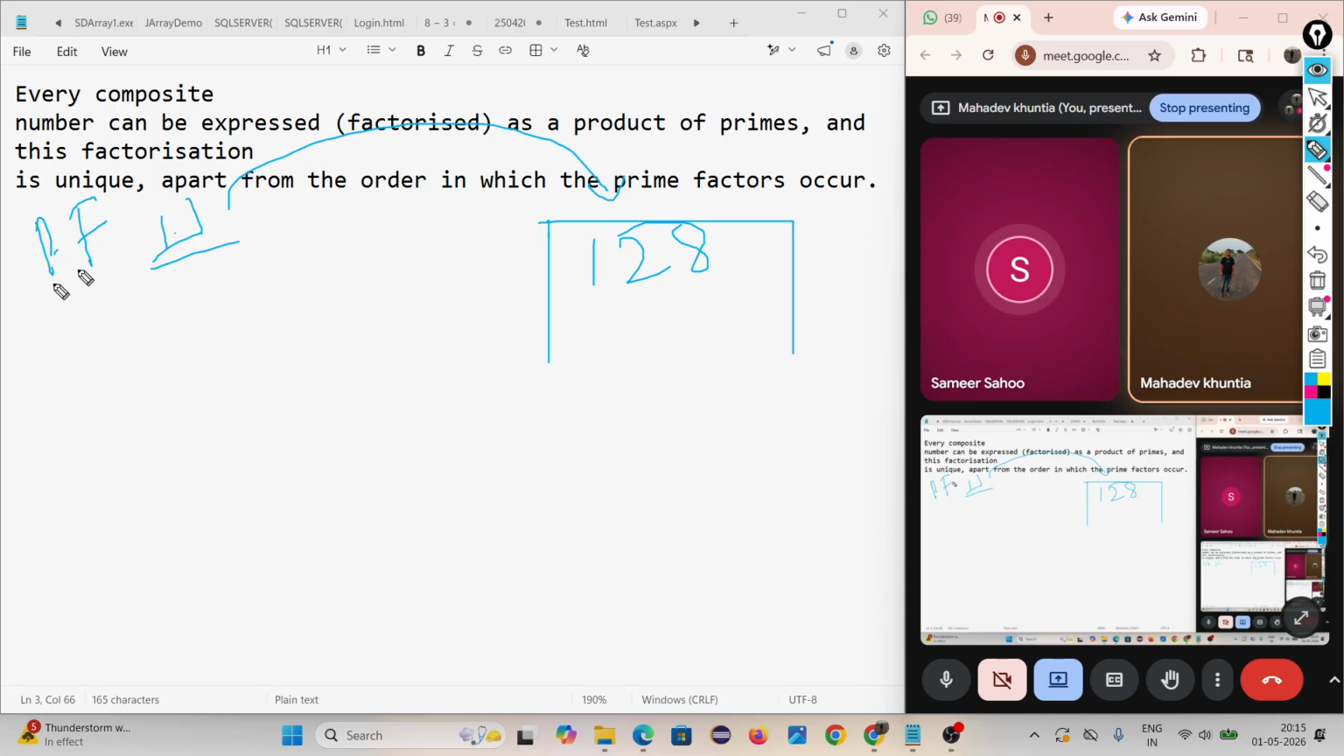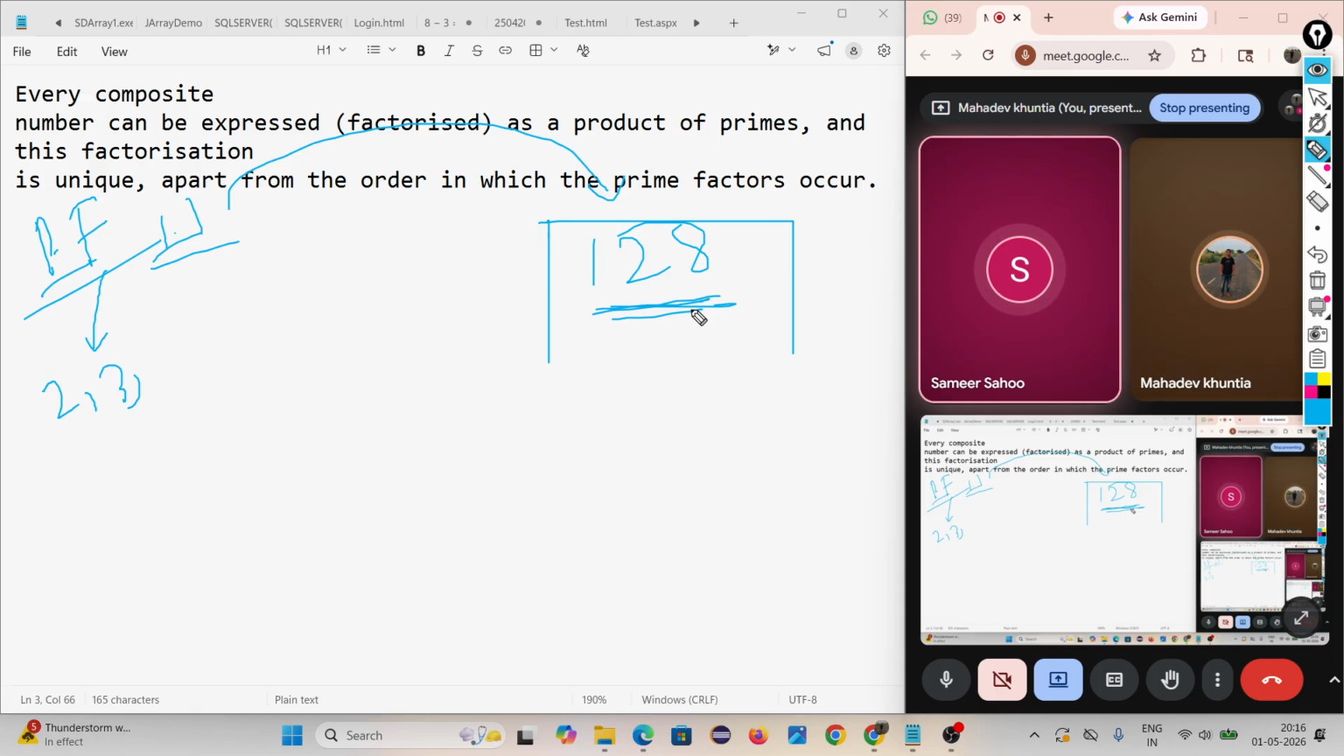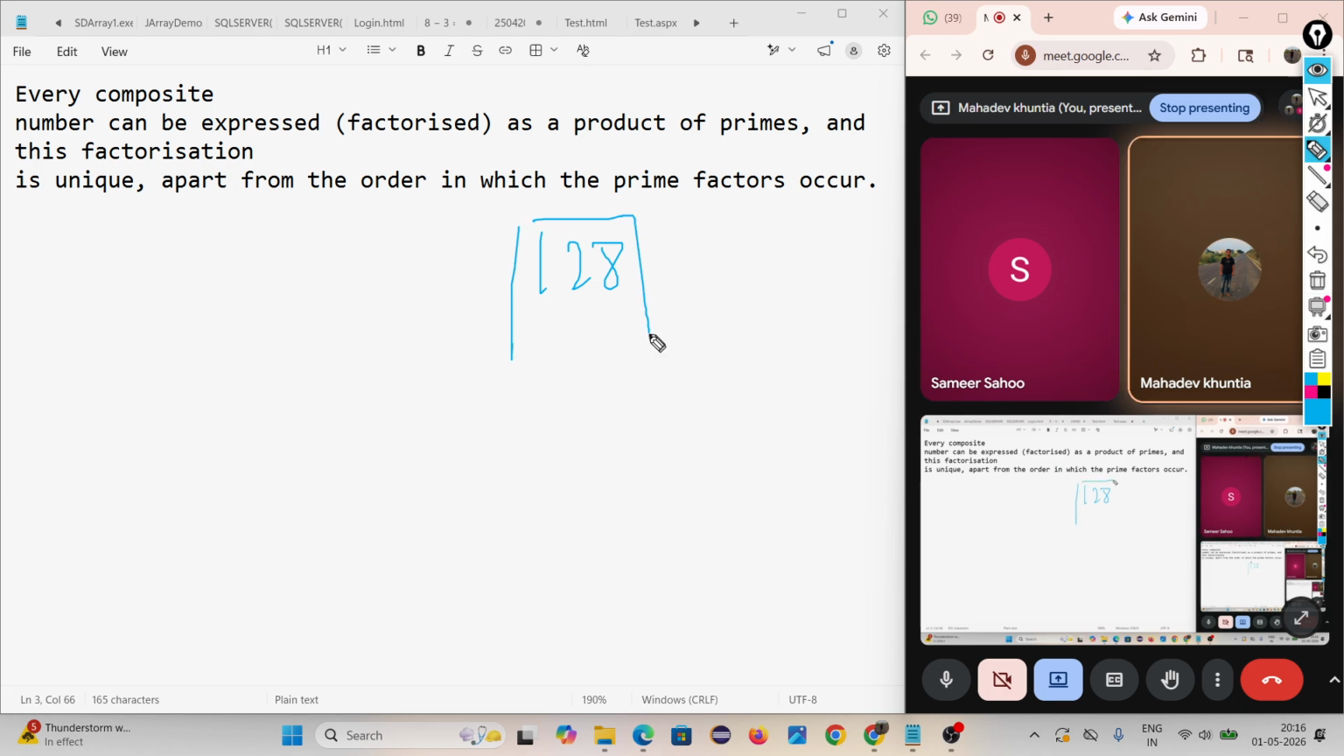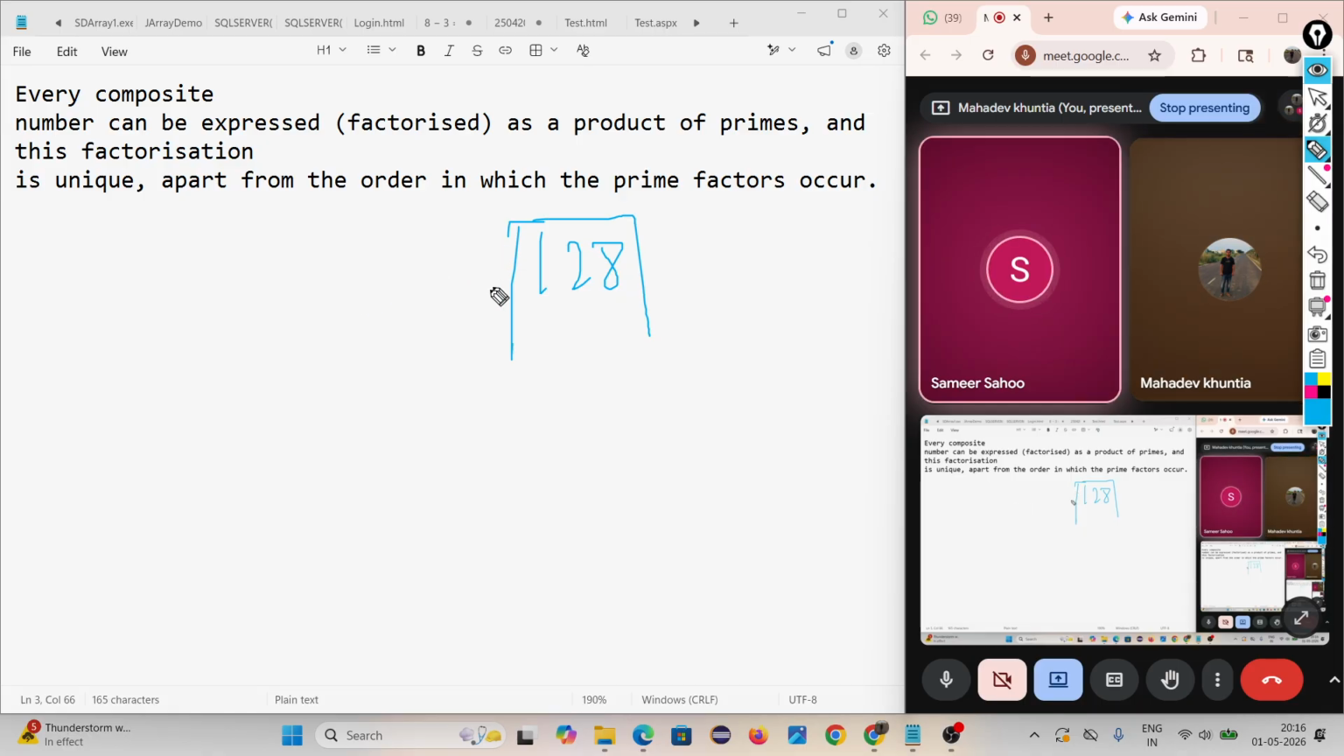What do you mean by prime factorization? Divide the number by prime numbers. If it is a composite number, we find prime factorization for a composite number, and we know we can convert this composite number as the product of prime numbers. Okay, I am doing one example, 128. Now I have to convert this composite number as a product of prime numbers. So what should we do? Divide by prime number.